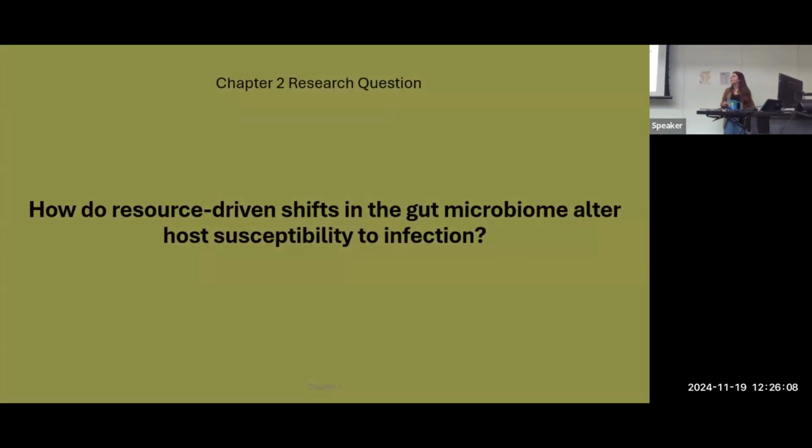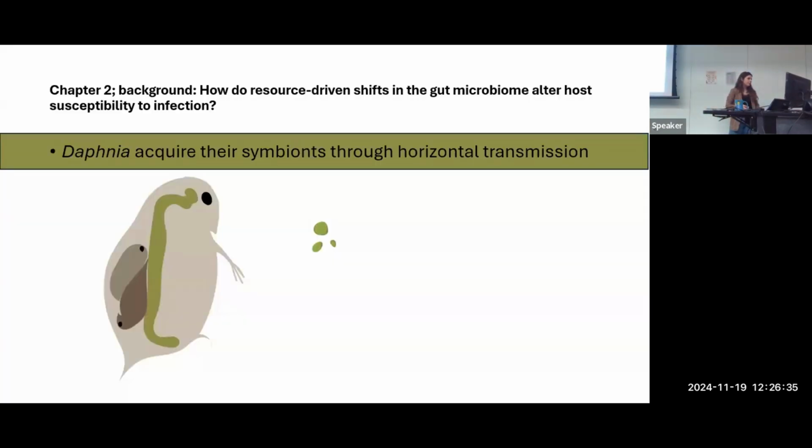So this leads me to my second question: as we have higher prevalence of cyanobacteria blooms taking over from this healthy nutritious green algae, how do these resource-driven shifts in the gut microbiome alter host susceptibility to infection? So do these combined exposures have a synergistic impact on gut microbiome composition? And does the gut microbiome play a protective or detrimental role under dual stressor conditions?